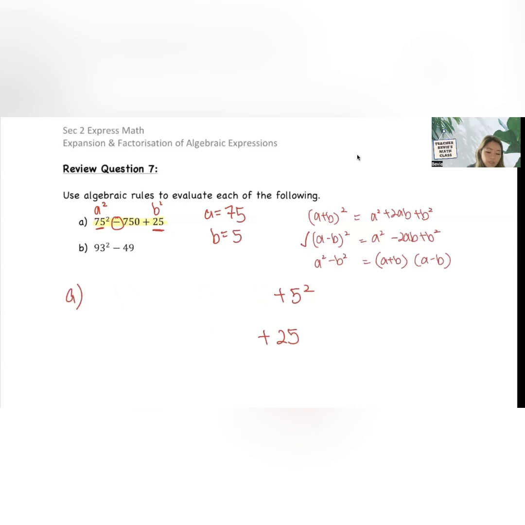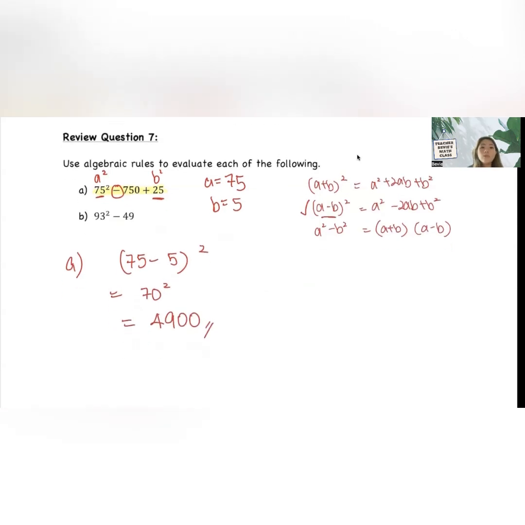Now that I've checked that it's correct, I can just plug it inside my formula, (a - b) squared, without even using a calculator to help me. 75 minus 5, I get 70 squared, and 70 times 70 gives me 4900. Of course, I can always use a calculator to double check, so I press this in just to make sure that I do get 4900.